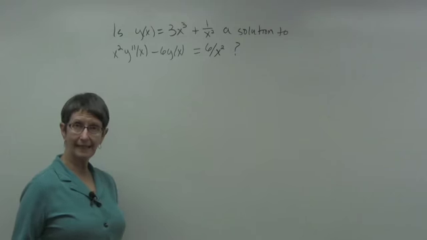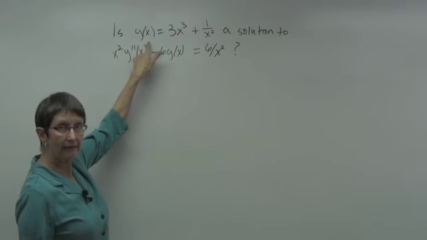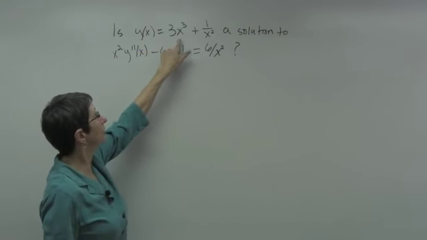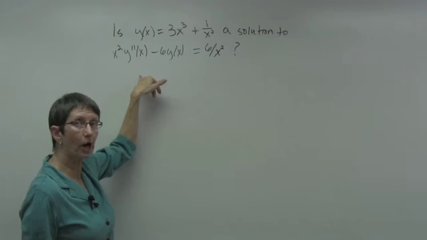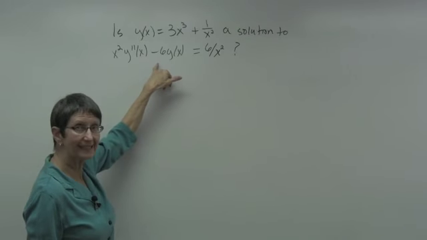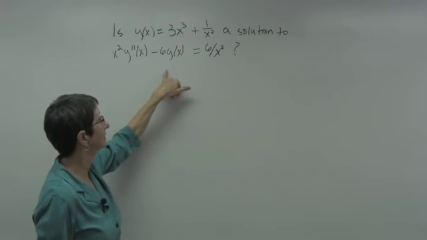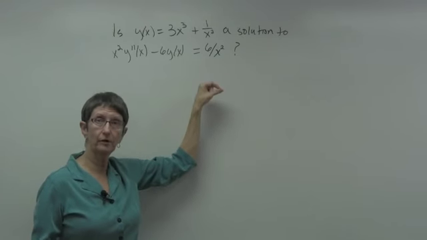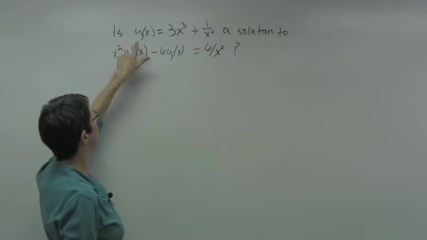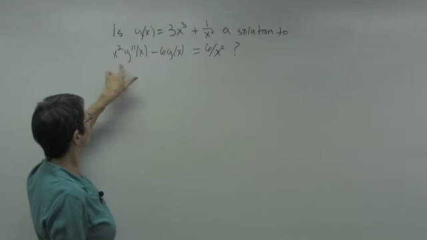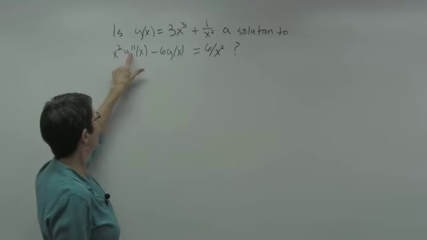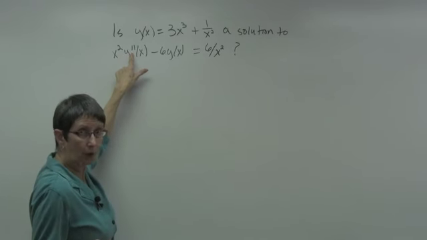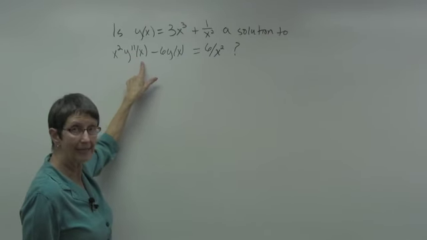The problem we're looking at this time is y of x equal to 3x cubed plus 1 over x squared, a solution to x squared times y double prime of x minus 6 times y of x equal to 6 over x squared. Be very careful with this notation because it is y of x. So when you see something like this in a differential equation, it does not mean y double prime or y prime, whatever, multiplied by x.